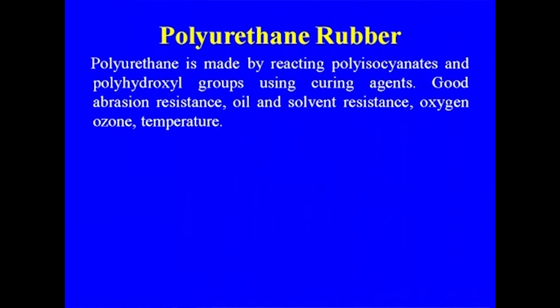Polyurethane rubber, this is made by reacting polyisocyanates and polyhydroxyl groups using curing agent. Good abrasion resistance, oil and solvent resistance, oxygen, ozone resistance, and temperature resistance. So, these are some of the characteristics of the polyurethane rubber.